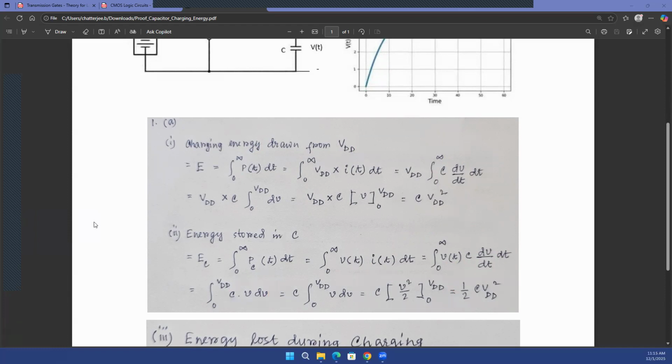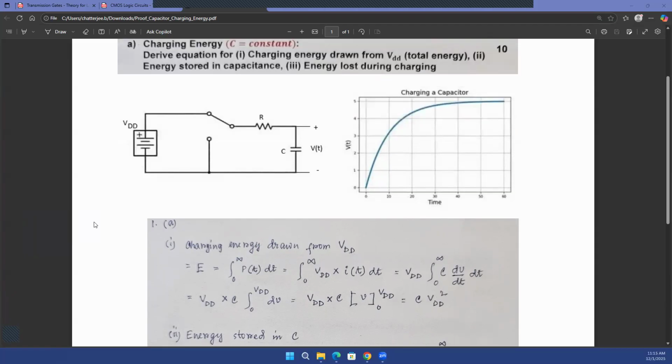So now here comes the interesting question. Half CV squared is stored in the capacitor. You had drawn a full CV squared energy from the supply. Where does the rest of the half CV squared go? If you had an ideal inductor and capacitor, there is a ping pong of energy between the inductor and capacitor. That's how you build an LC resonator, basically, in an ideal scenario where there is no loss.